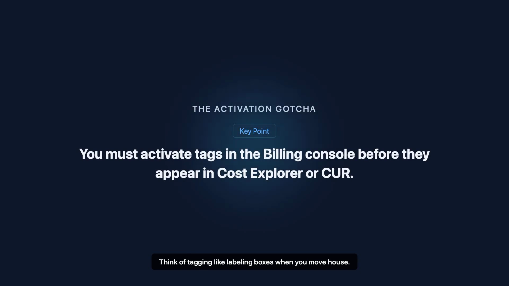Think of tagging like labeling boxes when you move house. Writing kitchen or garage on each box isn't enough on its own. You also have to tell the movers to sort by those labels. Same with cost allocation tags. Amazon Web Services says it directly. You must activate both types of tags separately before they can appear in Cost Explorer or on a cost allocation report. Applying the tag is only half the job. If you skip the activation step, your carefully tagged spend simply never shows up.